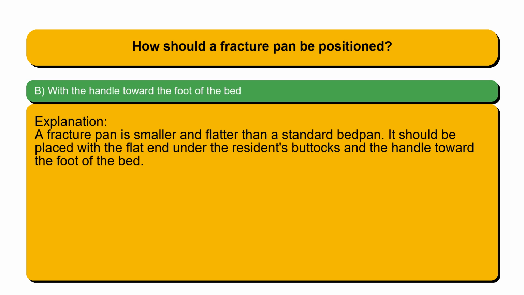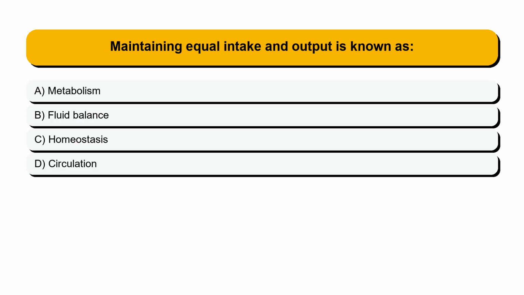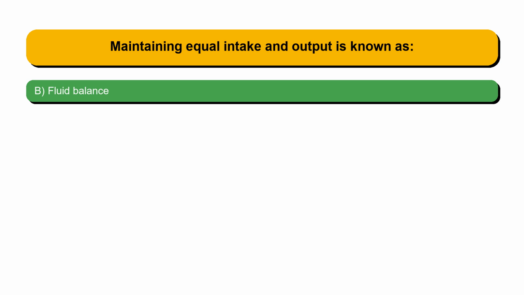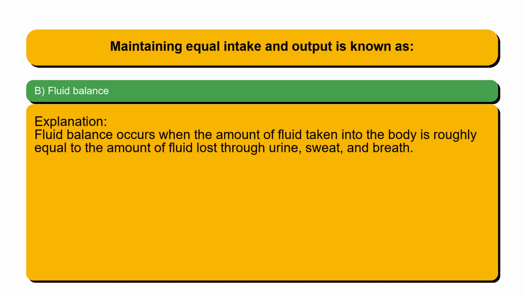Question 45. Maintaining equal intake and output is known as: Option A. Metabolism. Option B. Fluid balance. Option C. Homeostasis. Option D. Circulation. The correct answer is option B. Fluid balance. Fluid balance occurs when the amount of fluid taken into the body is roughly equal to the amount of fluid lost through urine, sweat, and breath.